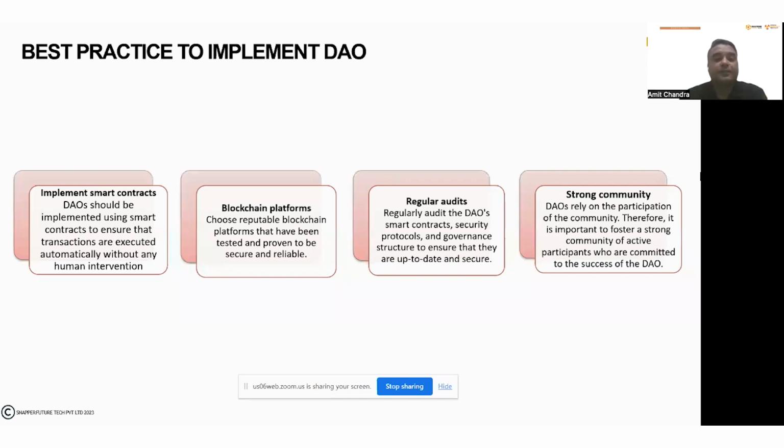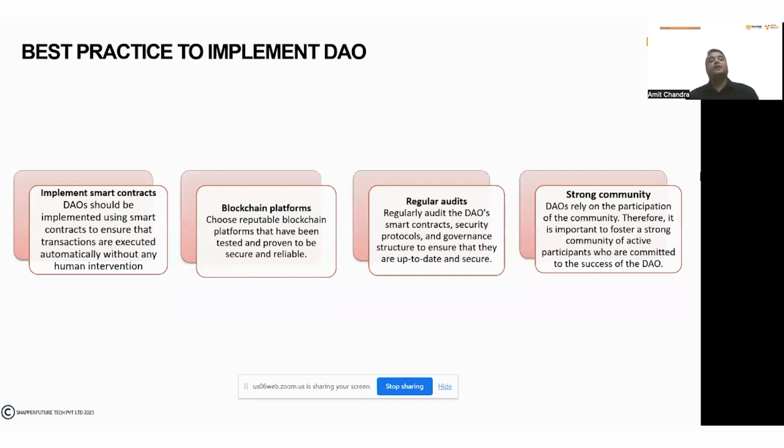Regular audit is very important in this kind of structure, because we don't know whether there are any security issues or whether a governing structure modification is required in that particular structure. So it's very important that an organization does regular auditing on this structure.